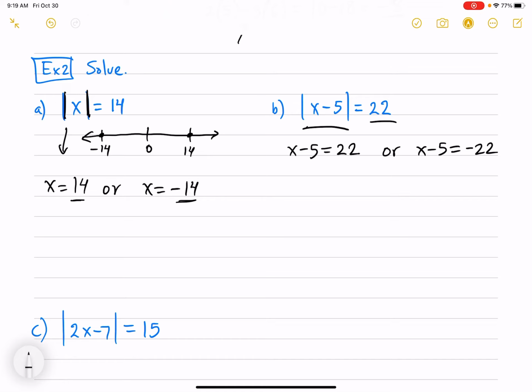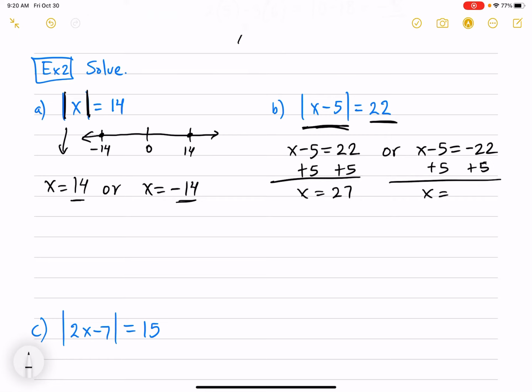So please remember to break the two bars into two equations, one with a positive, one with a negative, and then solve each of these equations individually, like two different problems from this point on. We're going to add 5. So one of the answers is 27, and we're going to add 5 here.